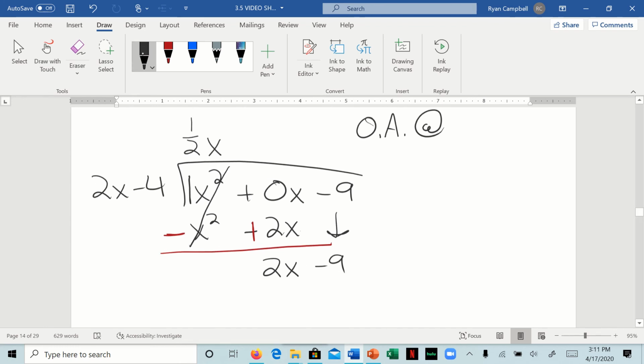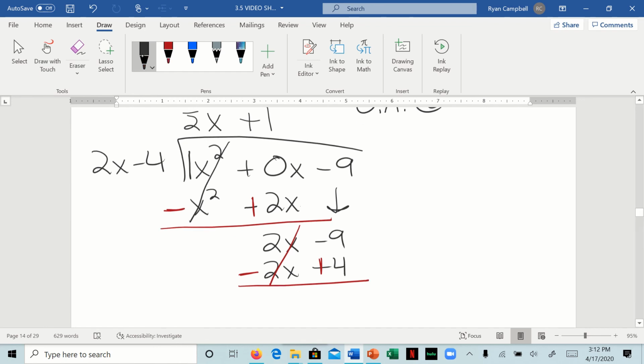So what times 2x is 2x? Obviously, that's positive 1. And notice, if you didn't remember to change the sign, you would have had negative 2x and you would have gotten the wrong answer. So positive 1, then we multiply. 2x times 1 is 2x. 2x times negative 4 is negative 4. We flip the signs and then add.